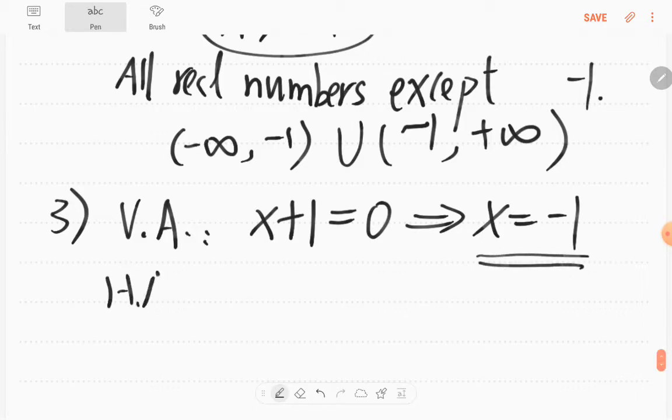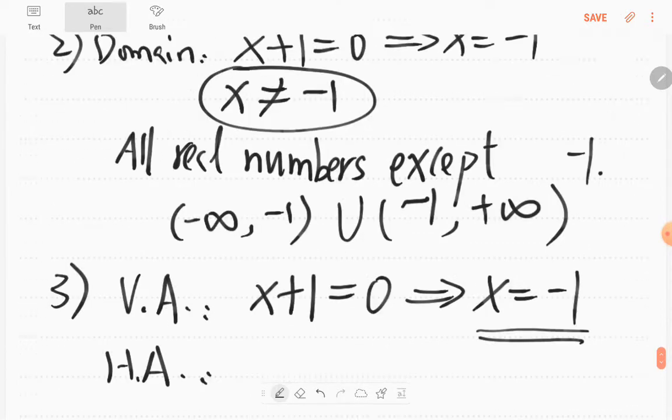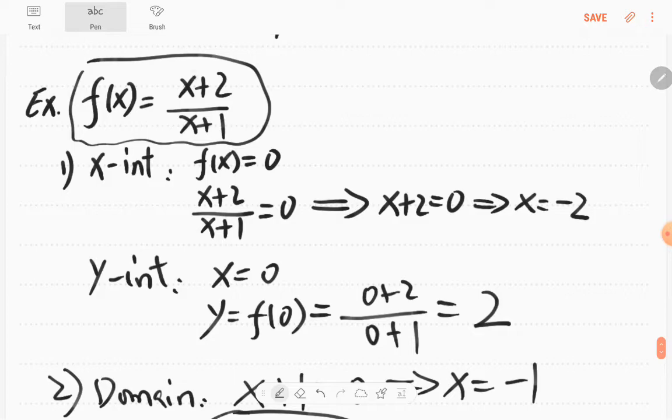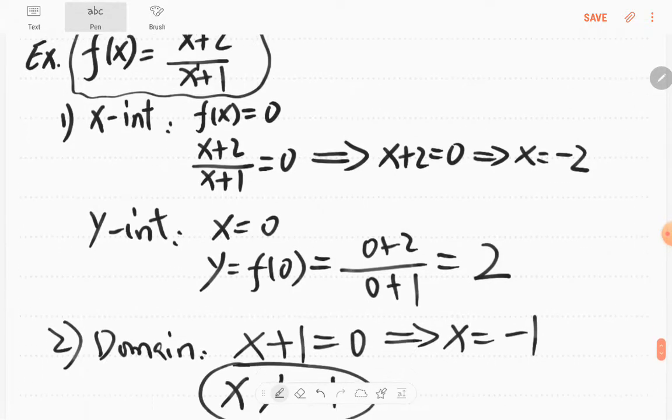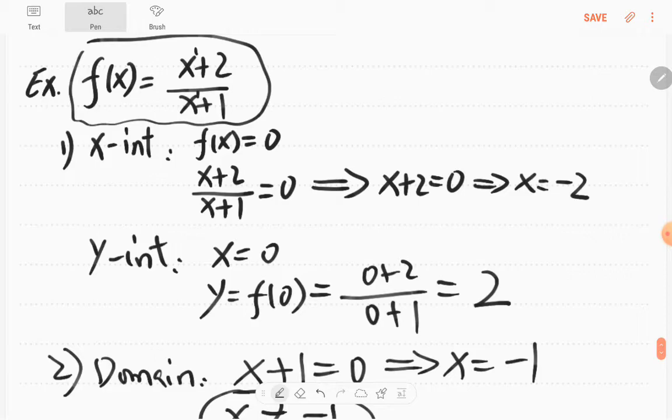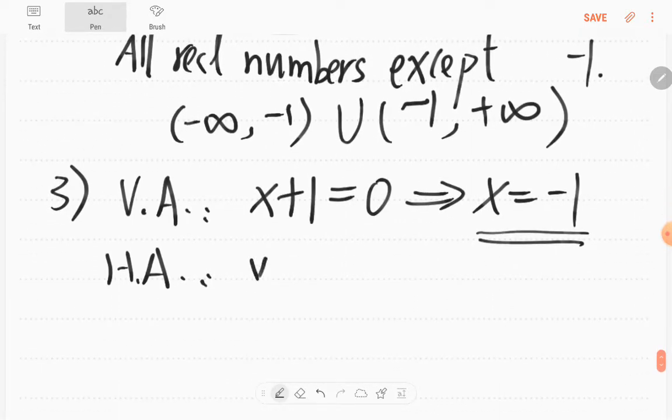For the horizontal asymptote, the degree of the top is 1, right? Here is 1, and here is also 1. So the degree of the top is equal to the degree of the denominator. The rule says that if the degrees are equal, then the horizontal asymptote is the quotient of the leading coefficients of the top and the bottom. Here is 1 and here is also 1, so y equals 1 over 1 equals 1. So y equals 1 is the horizontal asymptote.